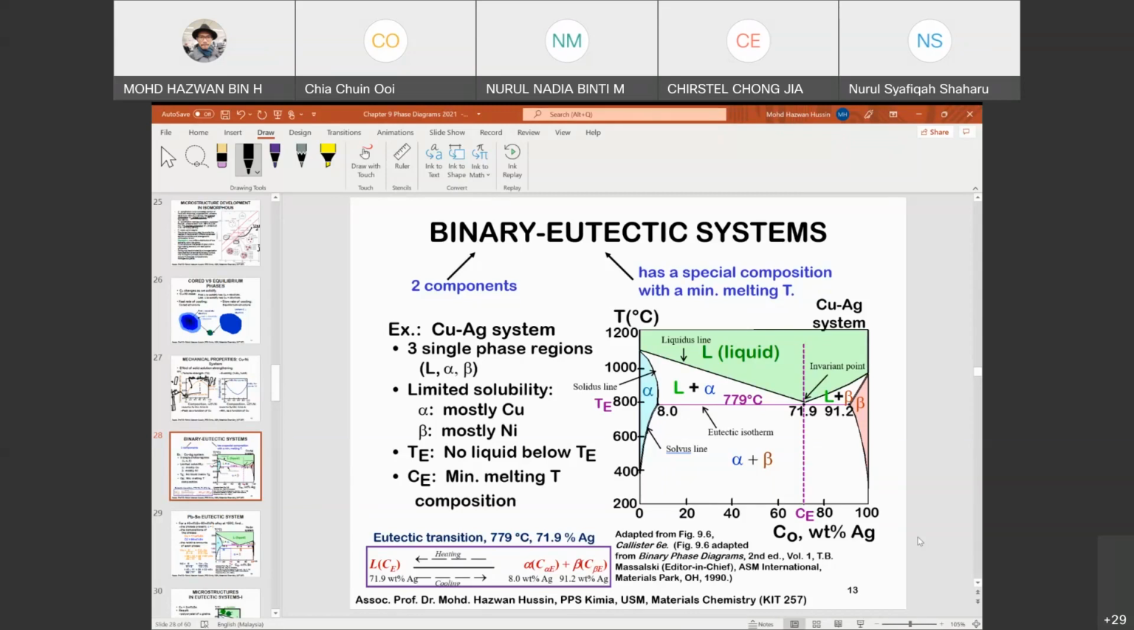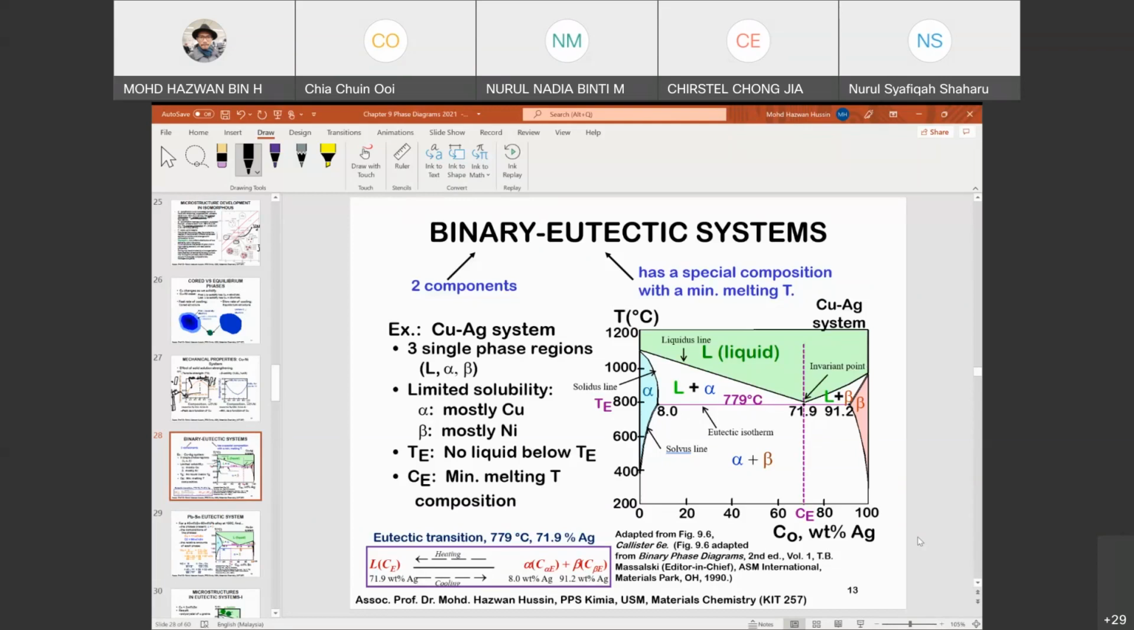So part of it is actually known as eutectic system. Okay. So binary eutectic system is part of it. Okay, so what does it mean by binary eutectic system? Binary means that it's still composed of two elements or two components.